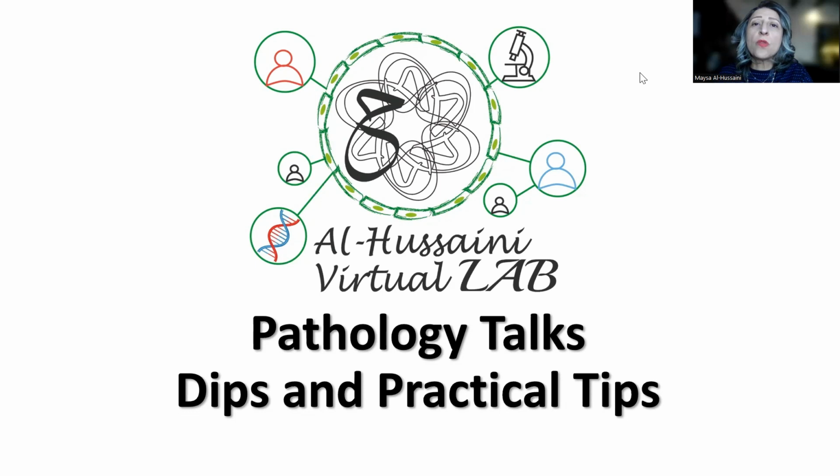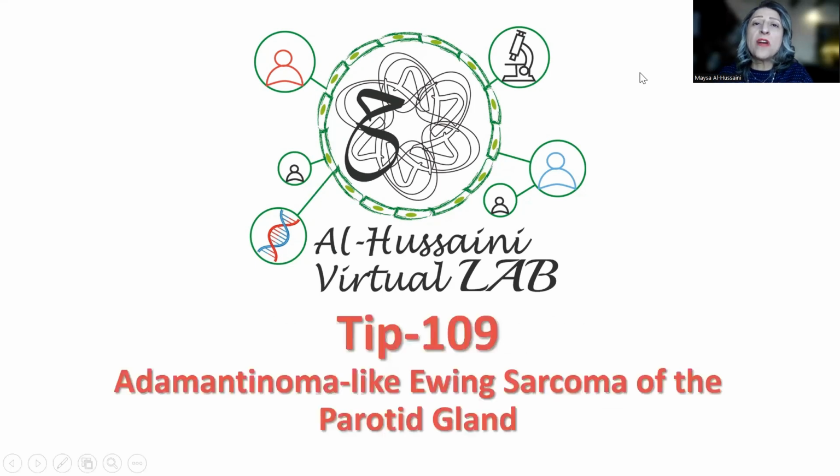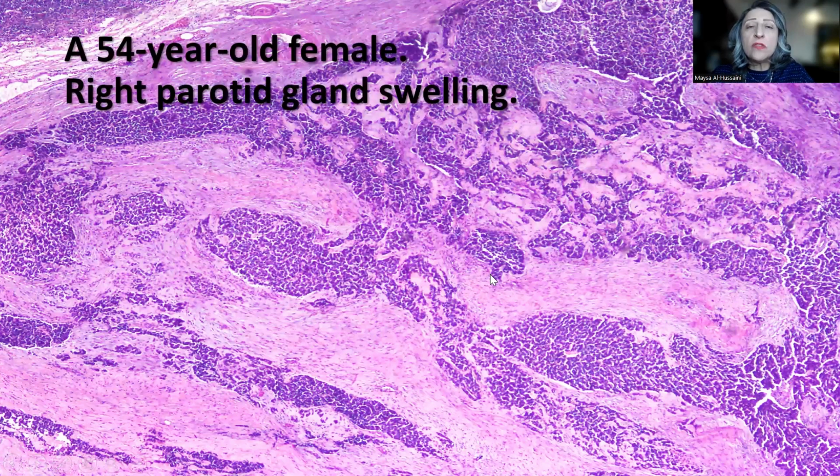What I'm going to be sharing with you today is a nice example of a relatively recently described entity, the Adamantinoma-like Ewing Sarcoma, this time occurring in the parotid gland. So this is a case of a 54-year-old female patient who was complaining of right parotid gland swelling.